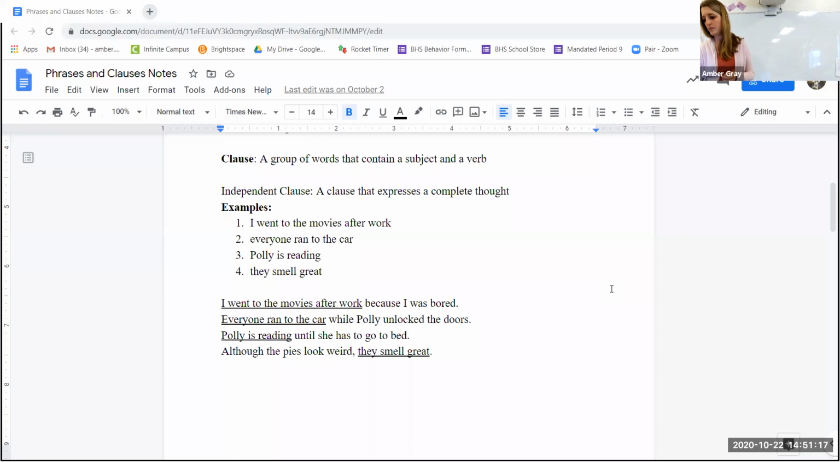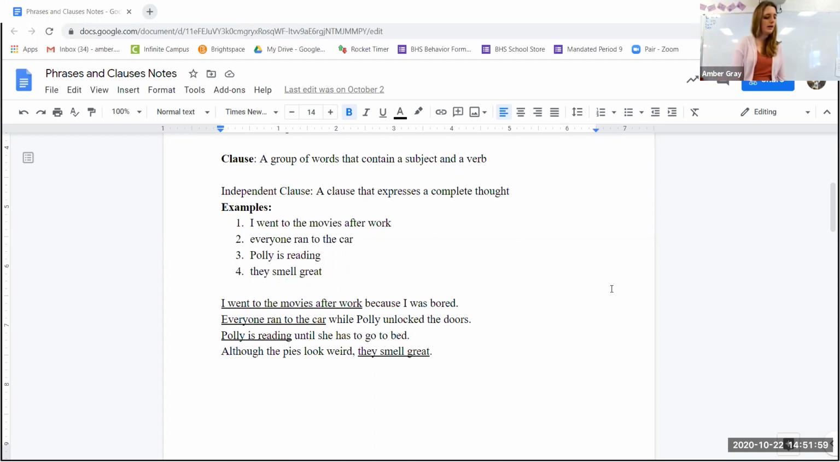So "everyone" is the subject here, okay? And the verb is "ran." Okay, so "everyone ran." That's our clause. And then we have also attached to it a phrase. "To the car" is a phrase. Polly is reading. Okay, so "Polly" is our subject and "is reading" is our verb. And "they smell great." "They" is the subject doing the action, and "smell" here is the verb. So these clauses have a subject and a verb in each.